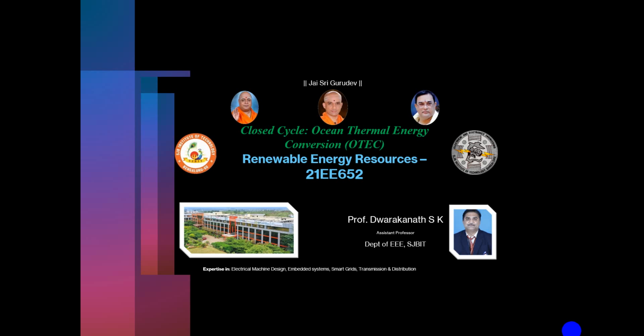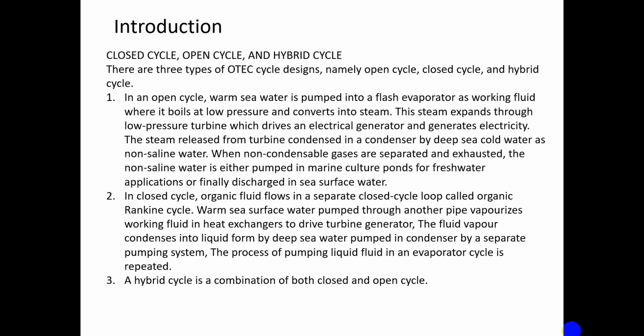So let's move on to today's topic of discussion on the closed cycle OTEC, how it works. As discussed in the open cycle session, the closed cycle here will be a loop. An organic fluid flows in a separate closed loop cycle, which we call an organic Rankine cycle. Here warm seawater is pumped through another pipe, which heats the working fluid in the heat exchanger to drive the turbine generator to generate electricity.